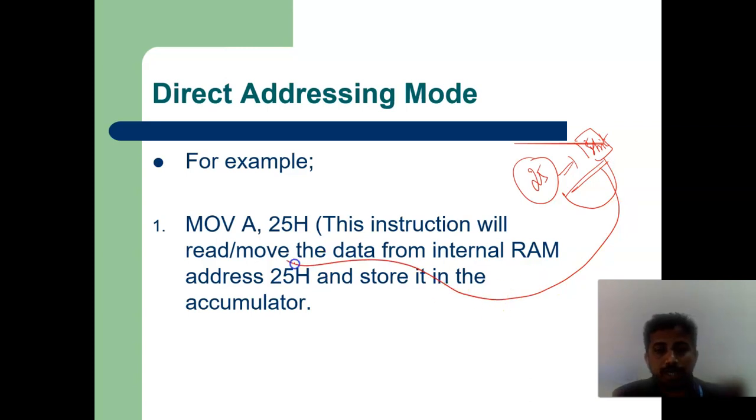This memory location data is being taken into the A register. I'll give one more example, MOV A, 75. Here 75 is the memory location. It will go to location 75 in the internal RAM, and from there it will take the data and store it into A.